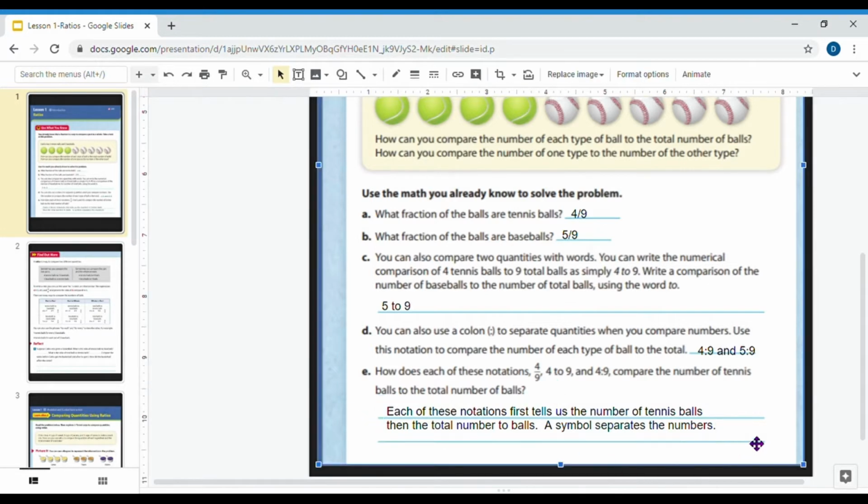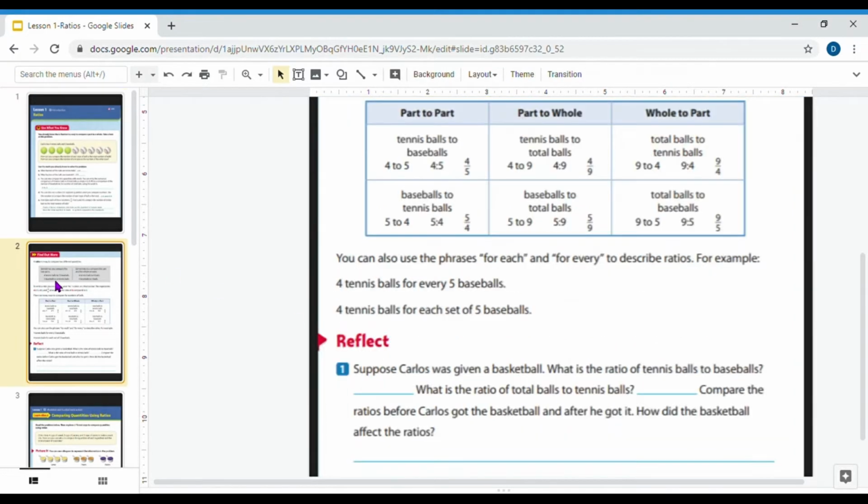So no matter how you write this, you can write it as a fraction, you can write it using the word to, or you can write it using a colon. These are all going to be compared. They're all comparing 2 numbers the same way. So they are all equivalent. Moving on to part 2.